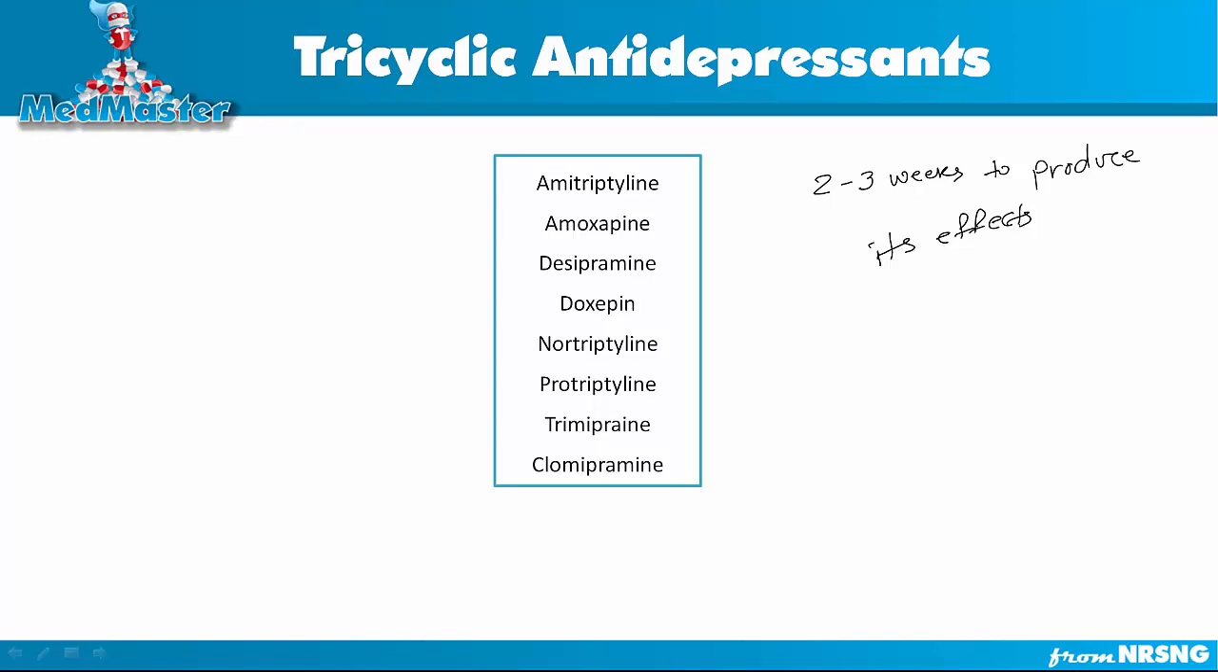So that's the reason. The examples of tricyclic antidepressants are amitriptyline, amoxapine, desipramine, doxepin, nortriptyline, protriptyline, trimipramine, and clomipramine. This is about the tricyclic antidepressants.